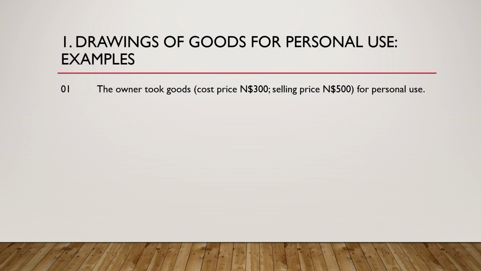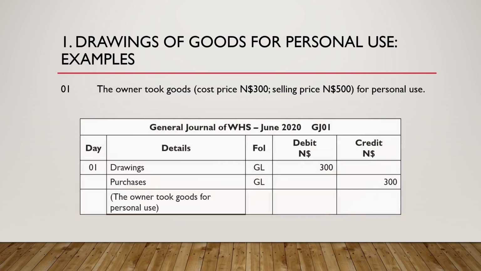Remember, the account to debit and account to credit must always be with the same amounts, and we always start with account to debit. So General Journal of EIS, June 2020, GJ1. On the first, debit drawings for $300 million, general ledger account, and credit purchases $300 million, and then you also write your narration. So there will always be 3 entries: the account to debit, account to credit, and your narration. And after you've completed with the entry, you draw a line.